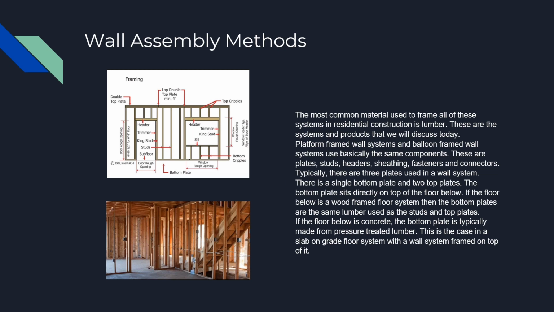Platform frame wall systems and balloon frame wall systems use basically the same components. These are plates, studs, headers, sheathing, fasteners, and connectors. Typically, there are 3 plates used in a wall system. There's a single bottom plate and 2 top plates. The bottom plate sits directly on top of the floor below. If the floor below is a wood-framed floor system, then the bottom plates are the same lumber used as the studs and top plates. If the floor below is concrete, the bottom plate is typically made from pressure-treated lumber. This is the case in a slab-on-grade floor system with a wall system framed on top of it.